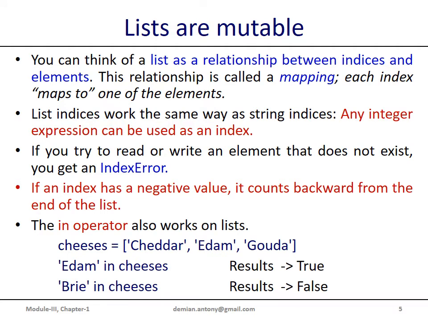We can also use the operator in to check whether a given element is present in a list. For example, we have a list with three strings and we want to check whether Adam is present in the list. Just write the expression Adam in cheeses. If Adam is present in the list, then it returns a logical value true. Similarly, if we try this second example, if we write this expression, this results in false because the element as mentioned here is not present in the list.